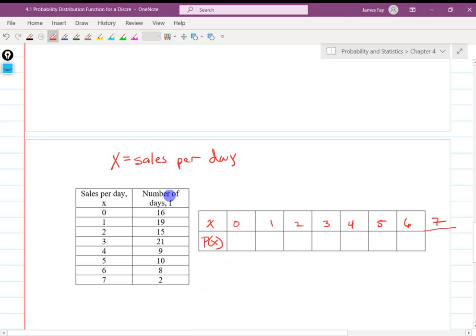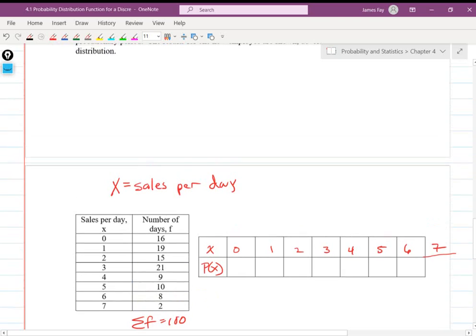Okay, how do I find P of X? Well, I need to know the number of days. So let's go here. We're going to add those up. So we got 16 plus 19 plus 15, 21, 9, 8, and 2. So we get 100.